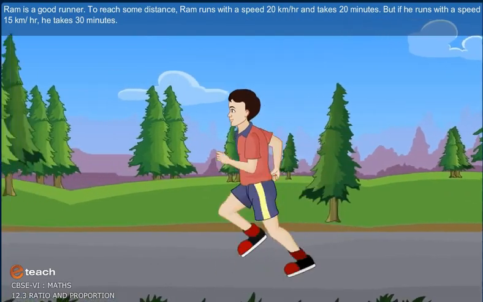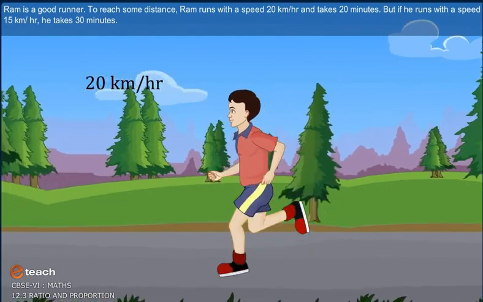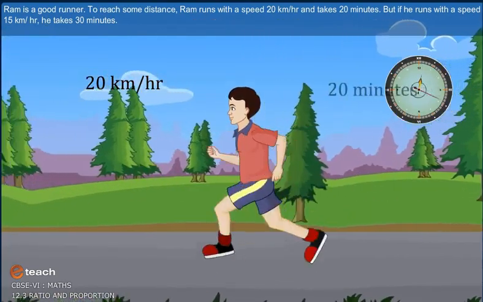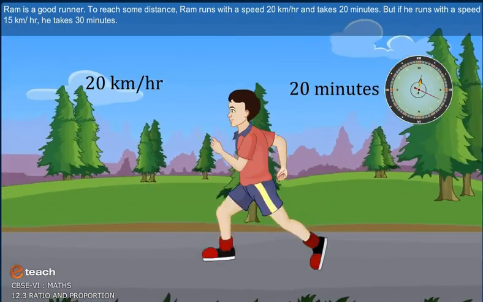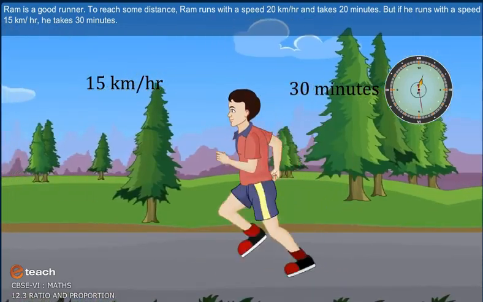Ram is a good runner. To reach some distance, Ram runs with a speed of 20 km per hour and takes 20 minutes. But if he runs with a speed of 15 km per hour, he takes 30 minutes.